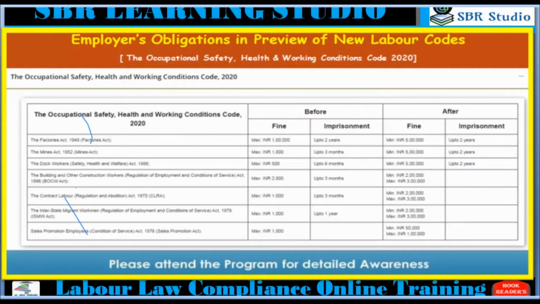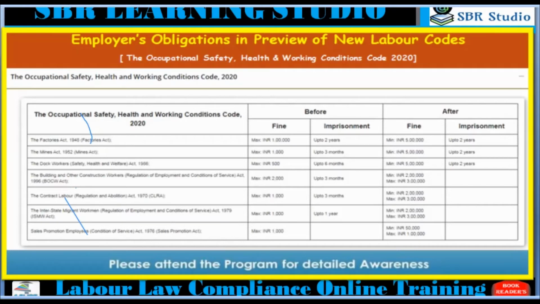So with the provisions of these existing labor laws, what is the impact to the employer if the obligations are not fulfilled? There is a provision for a minimum 500 rupees fine and maximum 1 lakh rupees. And an imprisonment provision is there, a minimum 3 months and a maximum 2 years of imprisonment can be imposed on the employer.